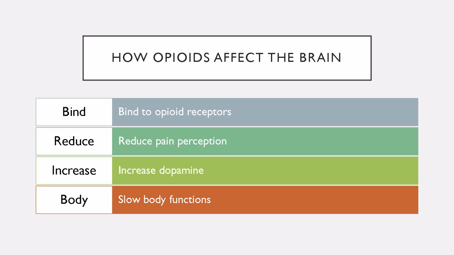And we know that opioids are going to slow down the bodily functions like breathing. And so that's a really key factor in overdose risk. When too much of the substance is present, the breathing can slow to the point where it stops. And understanding these mechanisms is going to help you recognize both the appeal and the danger of opioids.